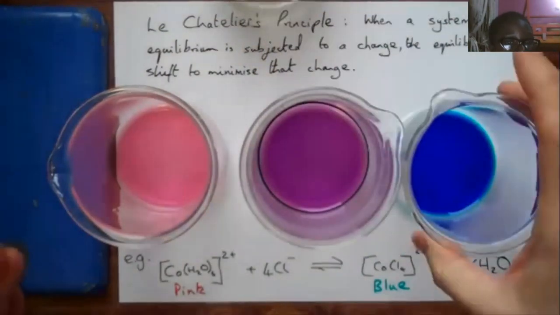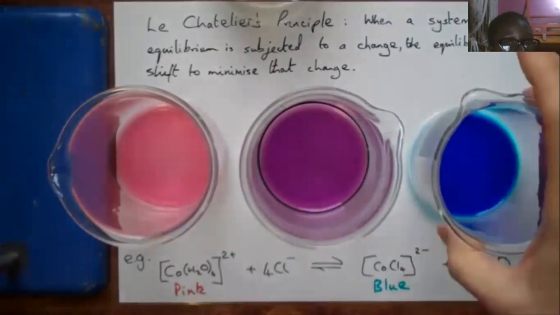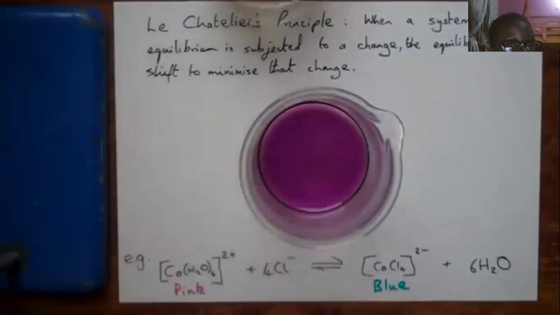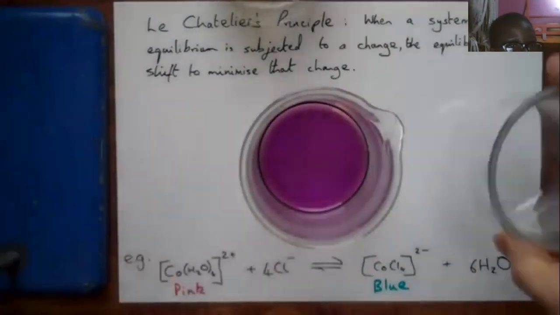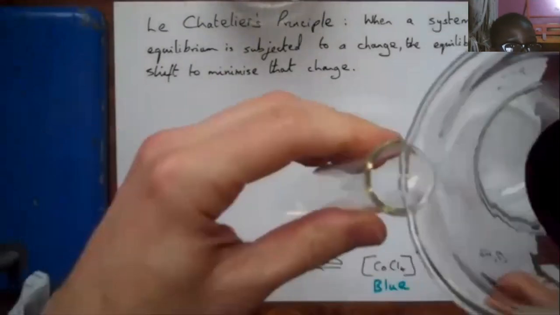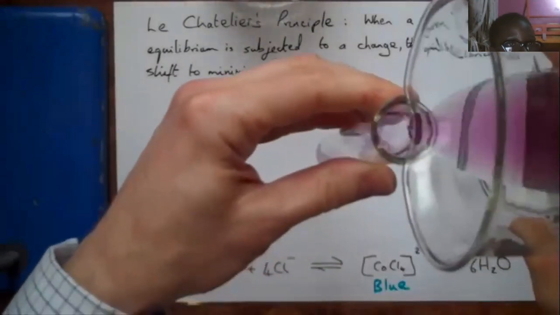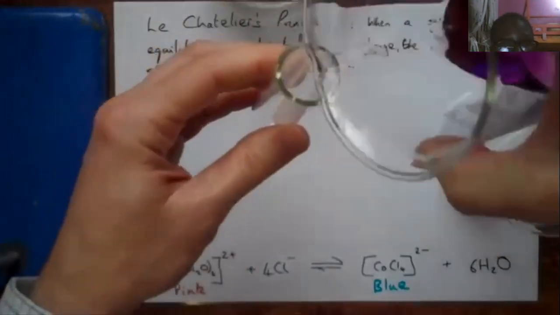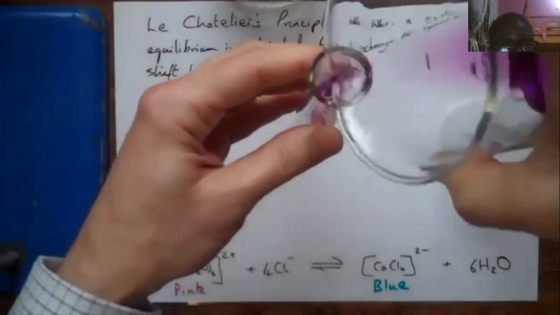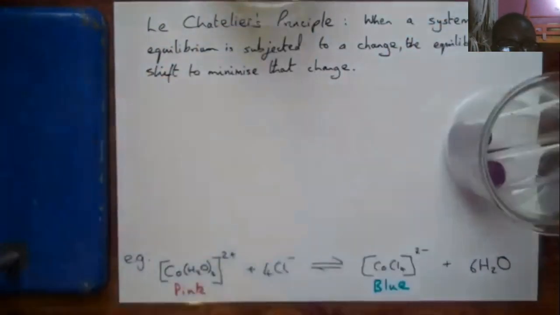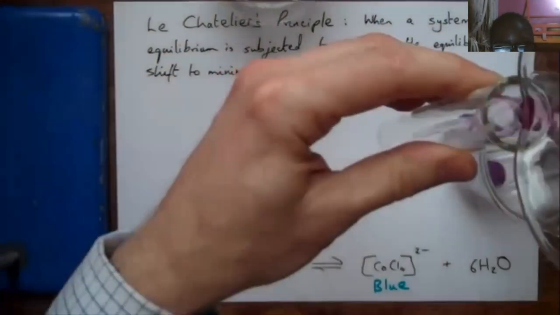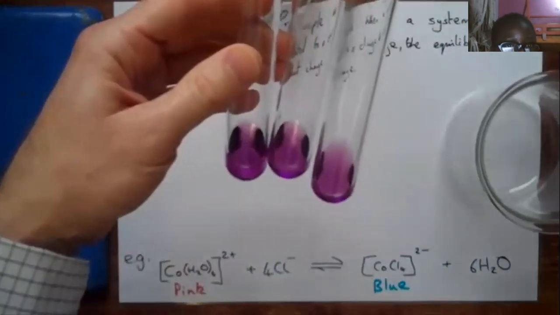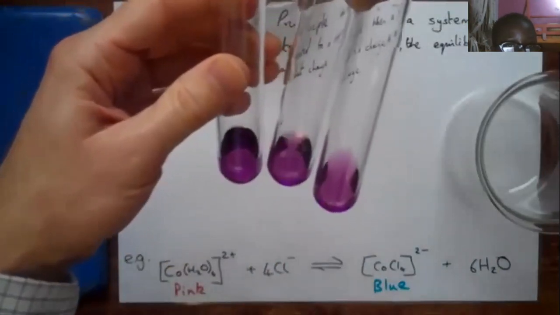Now, if I just move my blue chloride substance and my pink water substance out of the way a minute, I'm going to take my mixture here and put it in 3 separate boiling tubes. And I want about the same amount in each. Try and do a fair test. I'll show you in a second that they look pretty much the same. It doesn't have to be exactly the same. There we go. Similar amounts of 3 purple solutions.